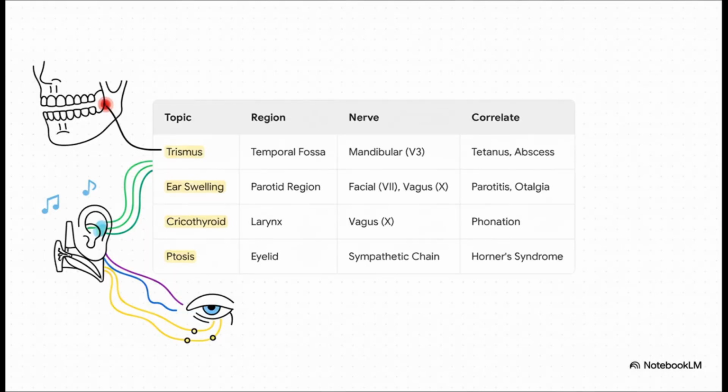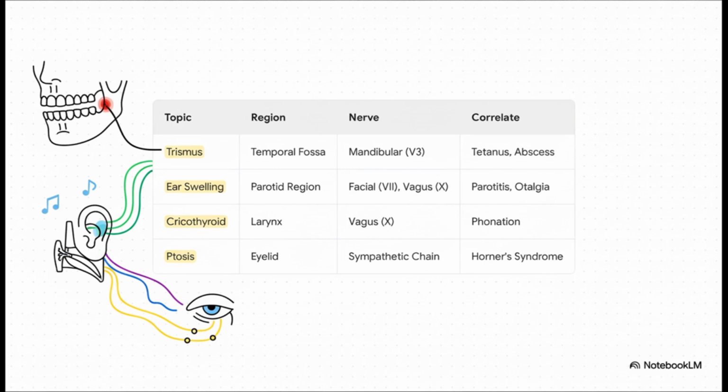This table really illustrates our core concept for today. Just take a look. You can see how trismus links directly to the mandibular nerve, cranial nerve V3. See how swelling near the ear can bring the facial, glossopharyngeal, and vagus nerves into play? And voice control, specifically via the cricothyroid muscle, that's a pure vagus nerve function. While a drooping eyelid, or ptosis, can be traced all the way back to the cervical sympathetic chain.